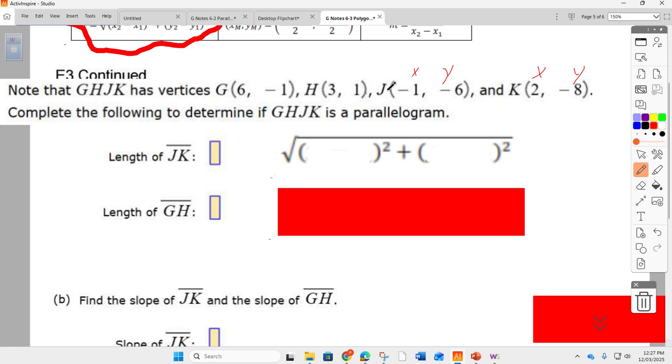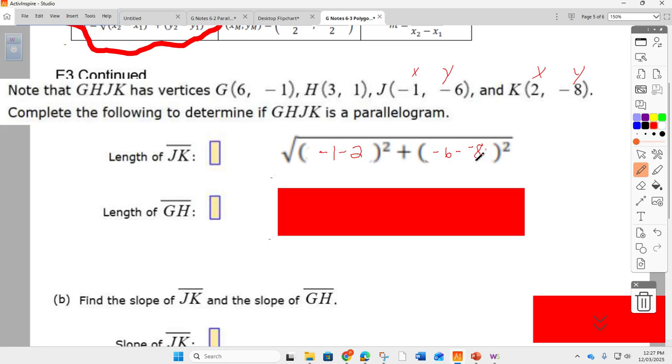x minus x, negative 1 minus 2, plus y minus y, negative 6 minus negative 8. Don't forget, minus negative 8. It's not just minus 8, right?